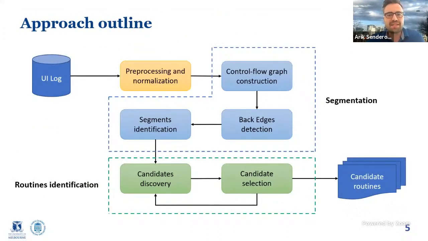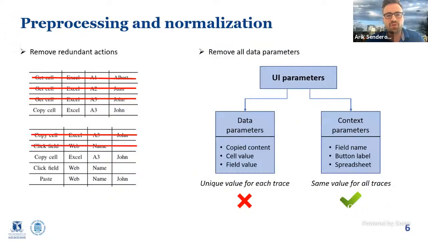Maybe I'll start. You were talking about this separation between context and things that are unique to a trace. Could you please clarify how exactly you're using that information in the approach, the context information? Yes, indeed. First of all, I have to say that usually all the values of user interactions will be different, because you work with different values in the spreadsheet, for each case.